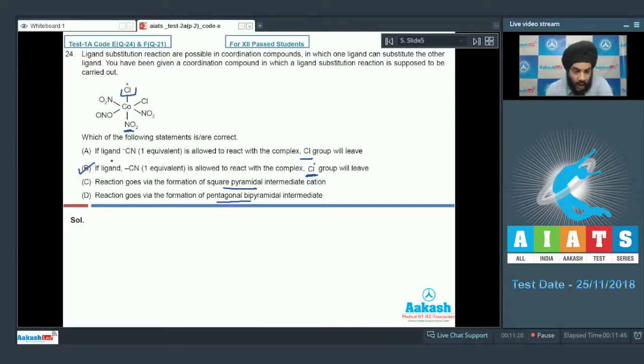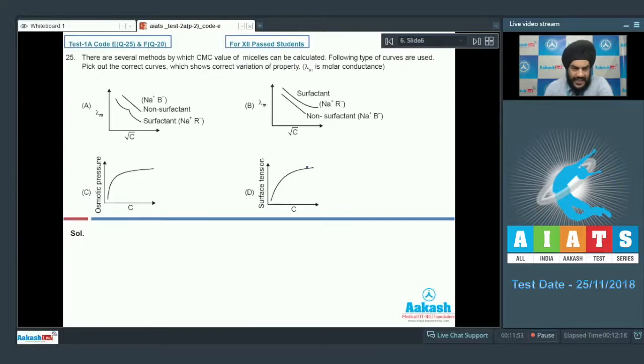And if we look at option C and D, the reaction goes via the formation of square pyramidal cation. It does not proceed through a cation. It proceeds through a transition state in which a pentagonal bipyramidal transition state is formed. So students, out of C and D, we have to select option D as correct. And the correct answer to question number 24 are options B and option D. Let us look at question number 25 now.